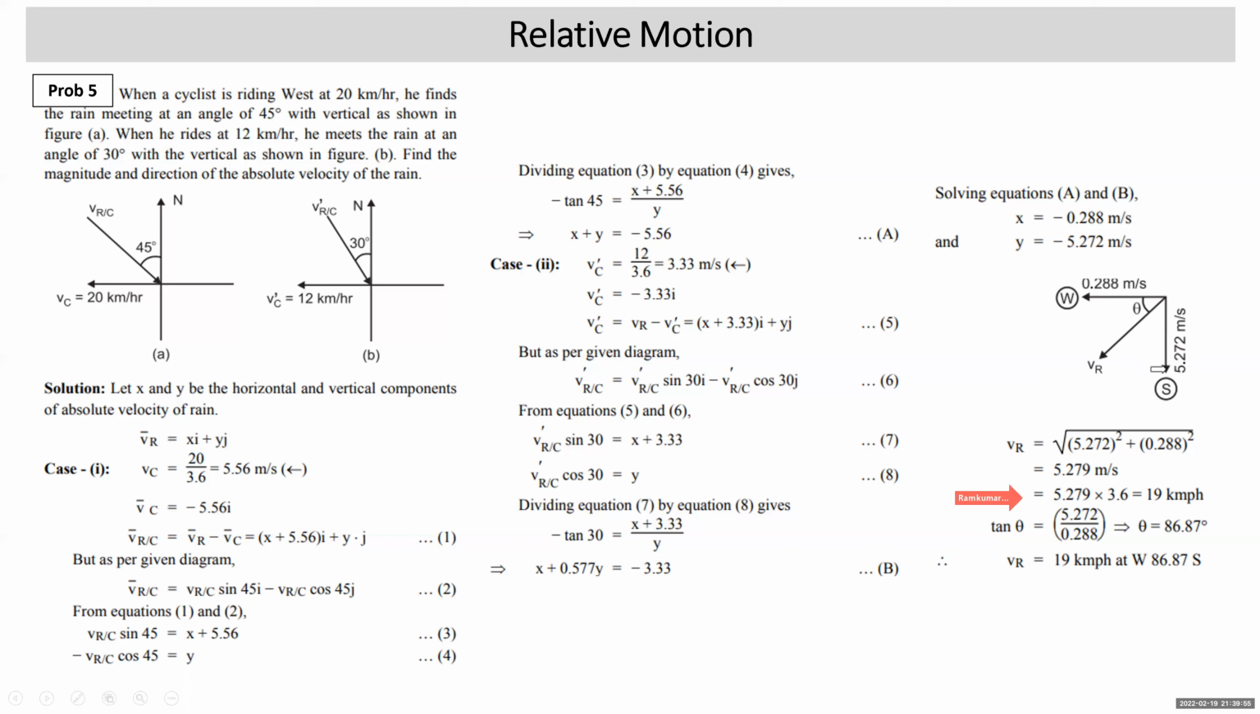All right. Tan theta is 5.272 upon 0.288. You get theta as 86.87 degrees. Now, as the data is given in terms of north, south, east, west, you have to give the answer also in the same terms. So you can understand this is west direction, this is south direction. So we can say velocity of rain is 19 kmph at west angle theta as south. So theta is 86.87, so velocity of rain is 19 kmph at west 86.87 degrees south. So this way we arrive at the absolute velocity of rain from the analysis of two observations of the motion between rain and the cyclist.